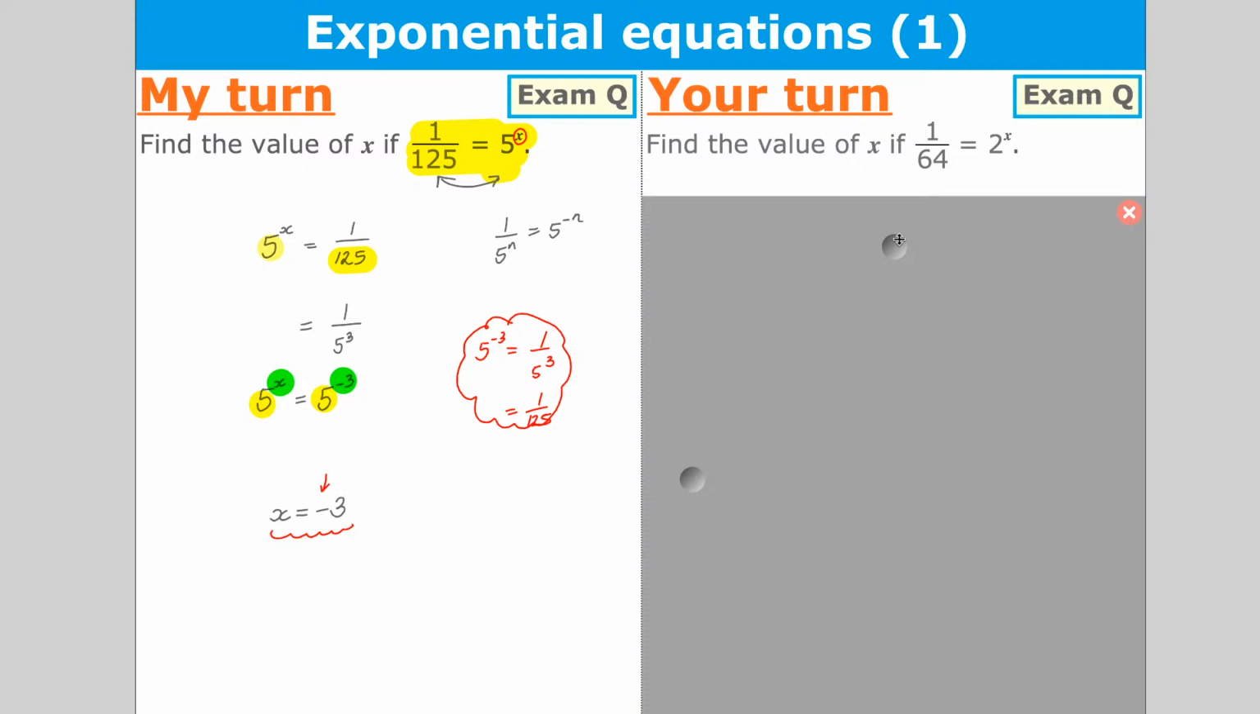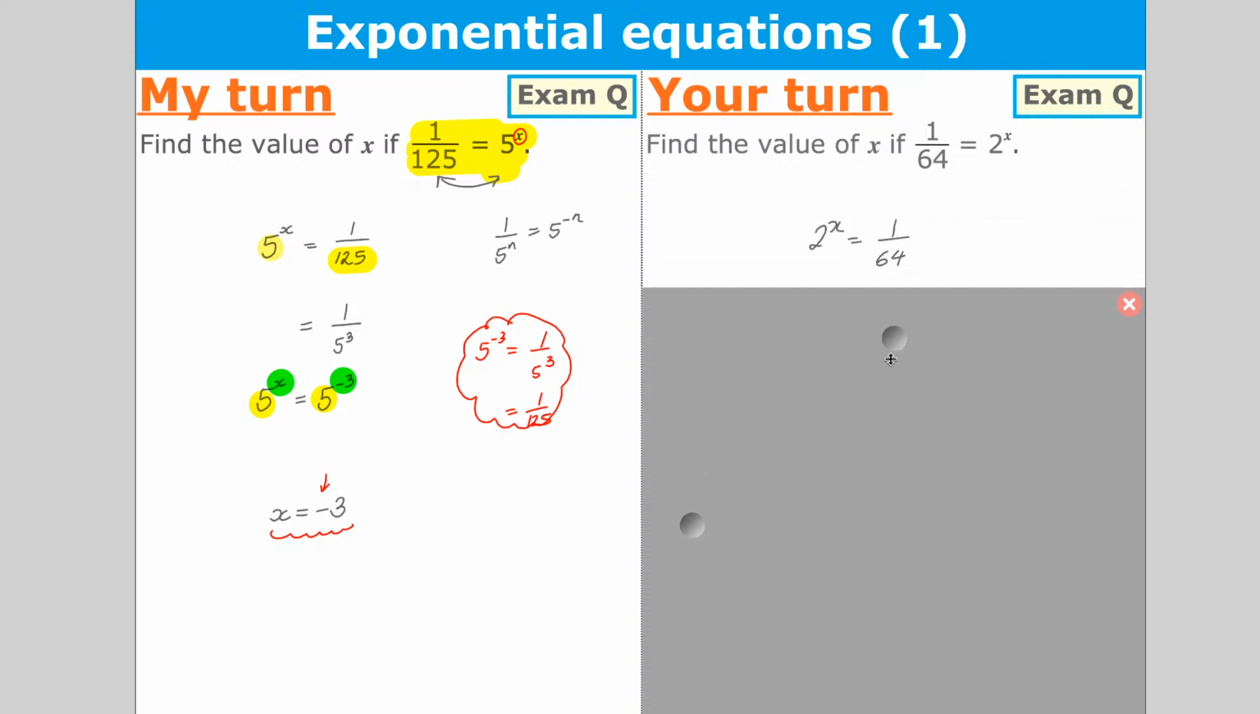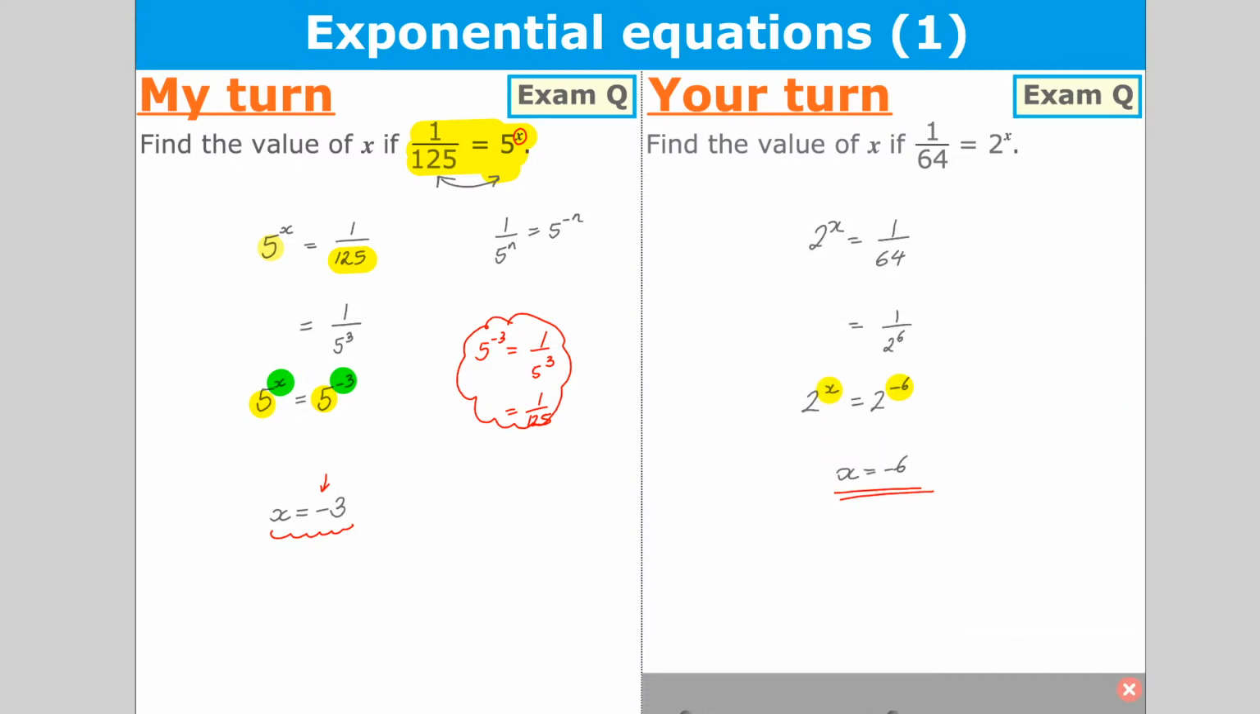Okay, a lot of us are getting x is equal to -6. Let me have a look at what I got. I also got that earlier. I got x is -6 as well.